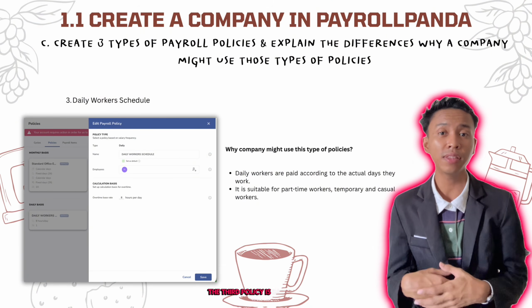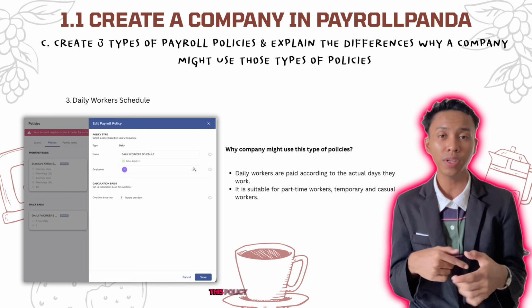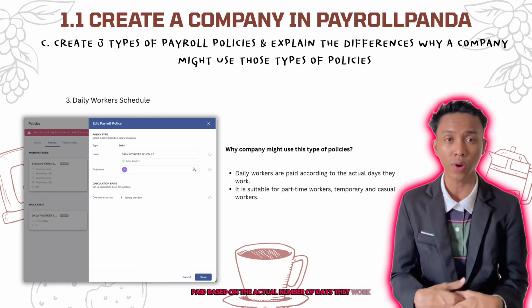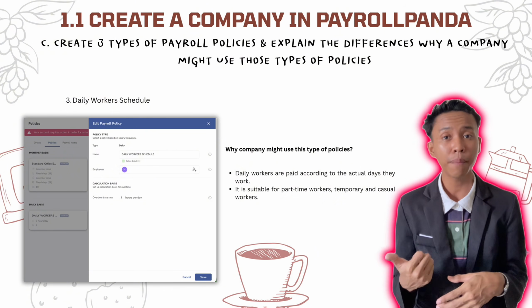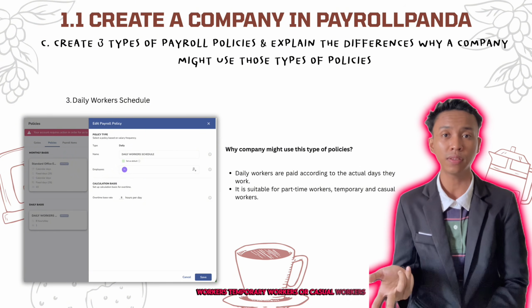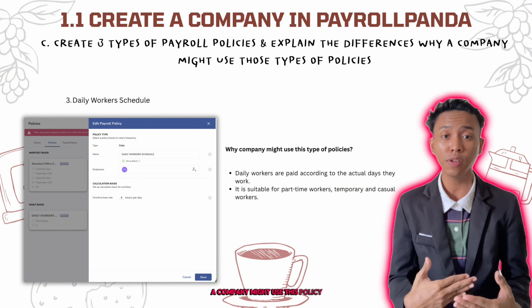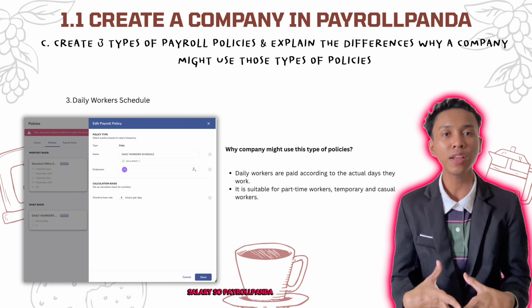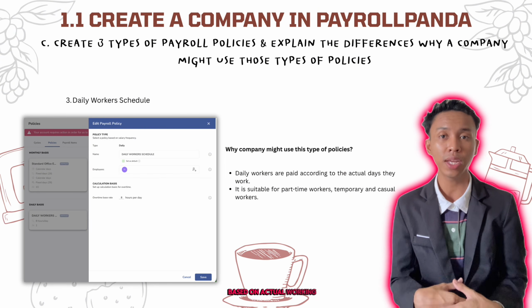The third policy is daily workers schedule. This policy is used for employees who are paid based on the actual number of days they work. It is suitable for part-time workers, temporary workers, or casual workers. The company might use this policy because not all workers have a fixed monthly salary, so Payrollpanda needs to calculate their pay based on actual working days.